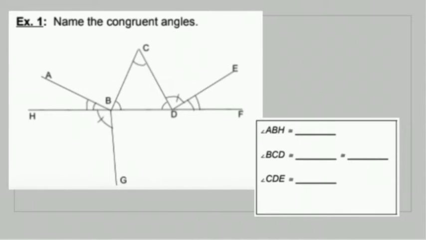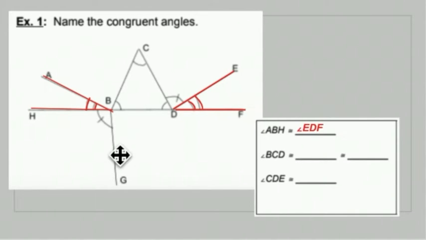For example 1, we're just asked to name the congruent angles based on the markings we see in the diagrams. Remember that congruent angles are angles that have the same measurement. Angle ABH is this angle right here, and it has two tick marks, or two arches drawn in it. The other angle that has the same marking is over here, and that is angle EDF. I could call it angle FDE also.